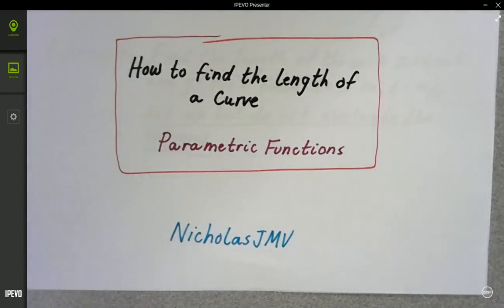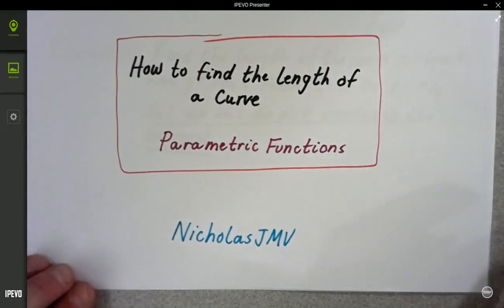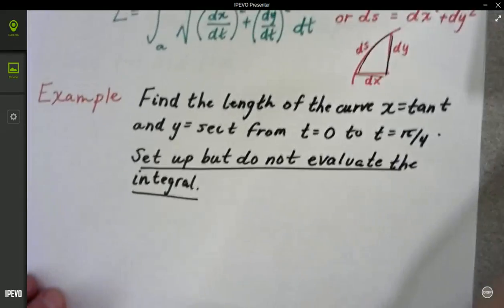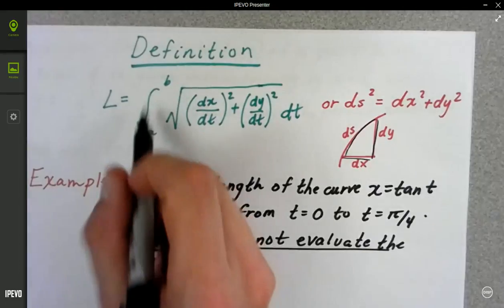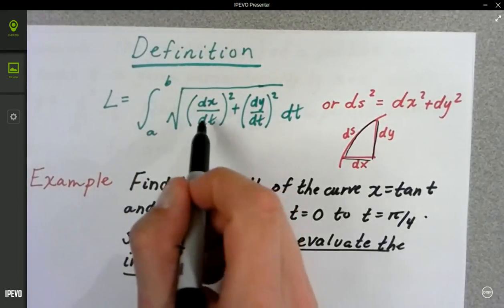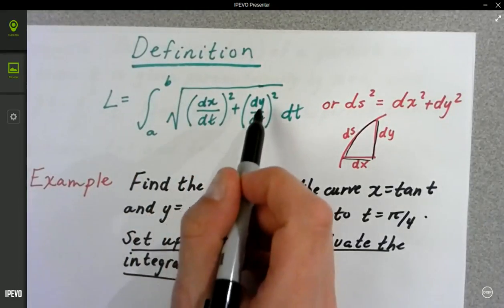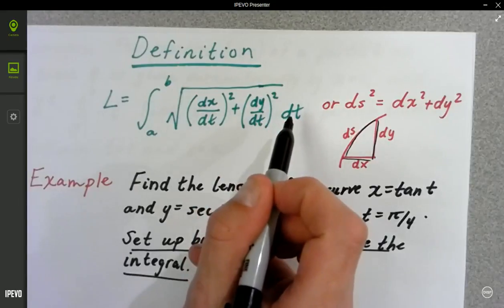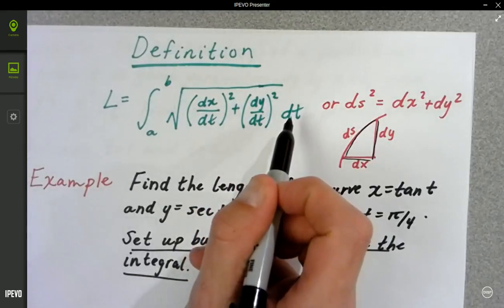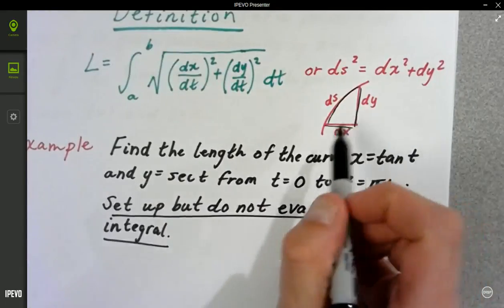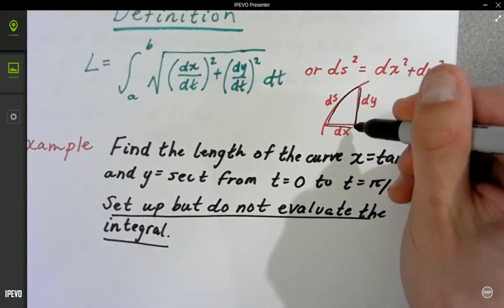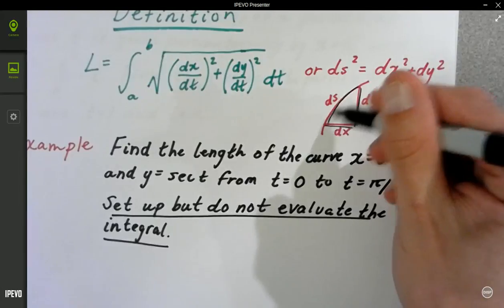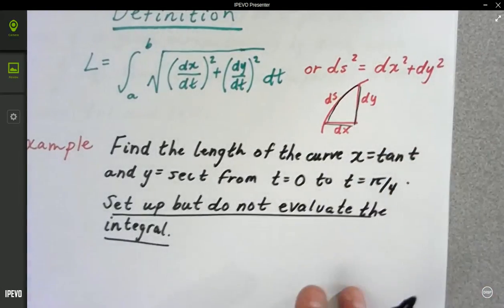Welcome to how to find the length of a curve of parametric equations, parametric functions. So the definition, depending on what you're looking at, the length is the integral from a to b of the square root of (dx/dt) squared plus (dy/dt) squared, all with respect to dt. If you're using Barron's guide, they show you this little guy. So the length of a curve here is dy squared plus dx squared equals ds squared. So a couple ways to write that.